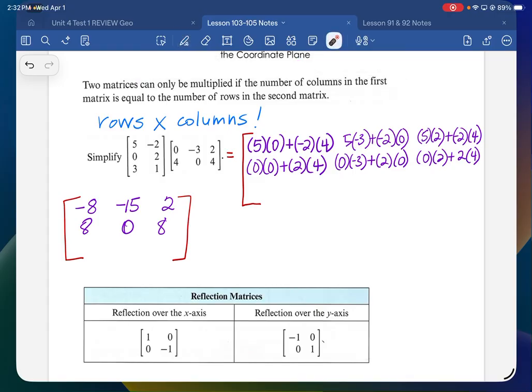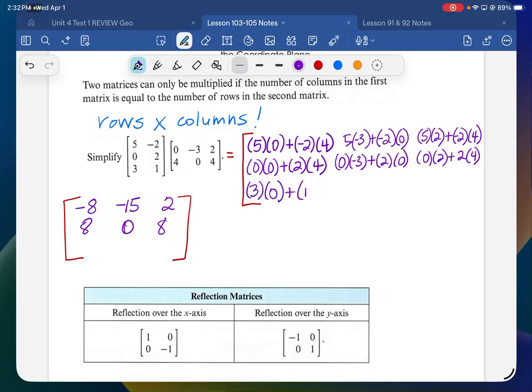Logan, tell me what row 3, column 1. 3 times 0 plus 1 times 4. And then what did that give you? 4. I mean 0. So wait, yeah, 4. Thomas, row 3, column 2, please. I got negative 9. Okay, but tell me what to write. I got 3 times negative 3. And then 1 times 0. And then you said that was negative 9. Yeah. All right, Harper. I got 3 times 2 plus 1 times 4.